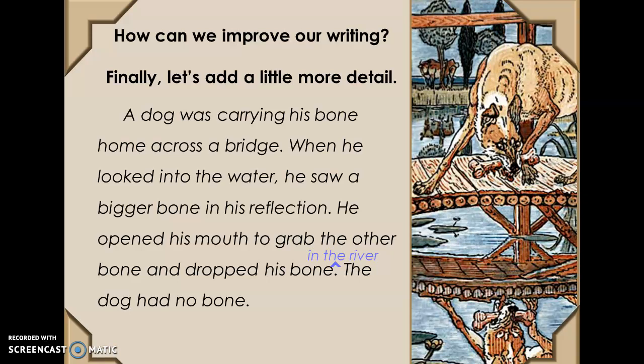Something we could have added is that he dropped his bone in the river. Makes it clearer to whoever's reading our summary that that's what happened. And instead of saying the dog had no bone, we could leave it at that. If he dropped his bone in the river, it's clear that he wouldn't have his bone.